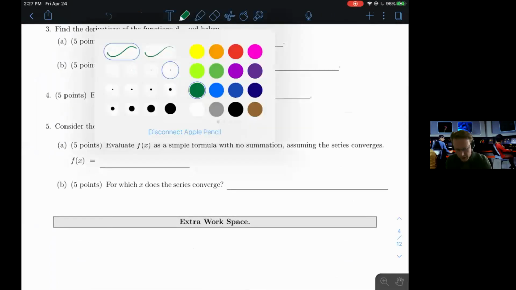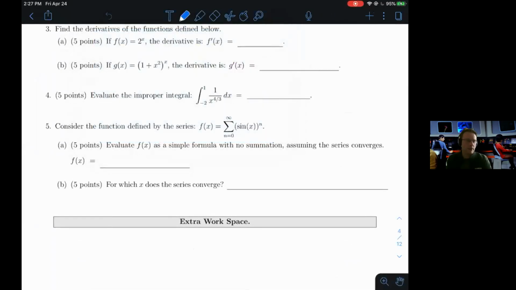Consider the function defined by this power series. It looks like not exactly a power series, but a fancy series anyway. Evaluate f of x in a simple formula with no summations, assuming that the series converges. So this one is nice.